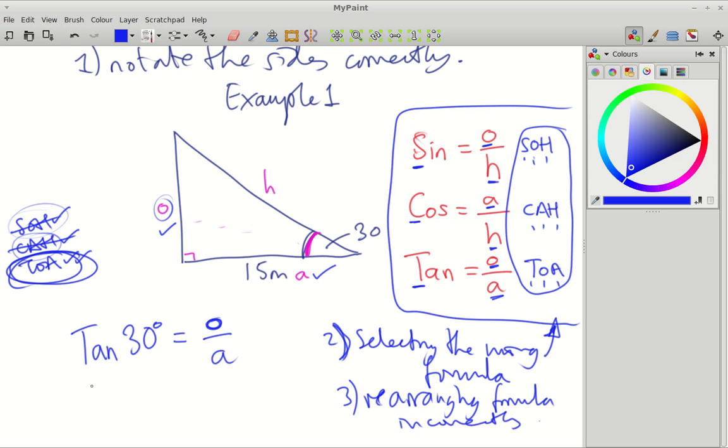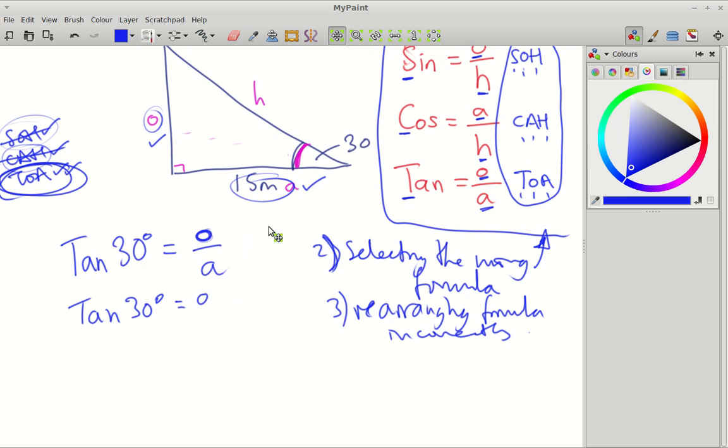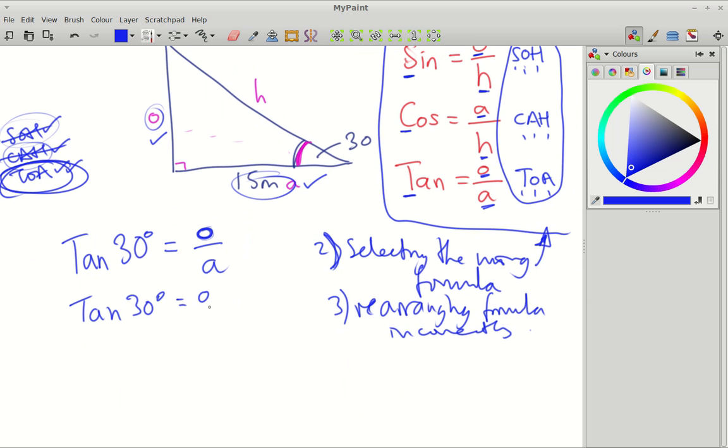Now, we know that A is 15. So in here we could say tan of 30 degrees equals opposite, which we don't know. That's the whole point of doing this. There has to be an unknown in the equation, or you haven't got anything to solve. So we've got opposite, which we don't know, divided by A, which we know is 15 metres. We're going to rearrange this now to get O on its own. So O divided by 15 equals tan of 30.